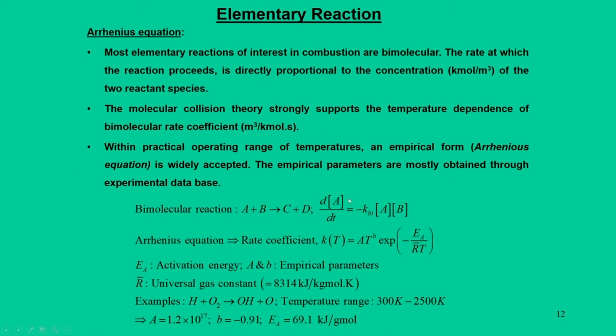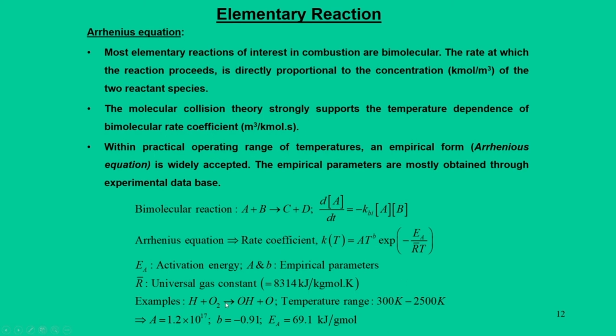And what it says is that you define this rate coefficient in a functional form, that is K, and he claimed that this rate coefficient is mainly a function of temperature, and that is expressed as A T to the power b exponential minus E_A by R bar T. So, T is the temperature, known; capital A and small b are some empirical parameters, and he introduced E_A, which is called the activation energy, and of course, we know R bar is the universal gas constant.